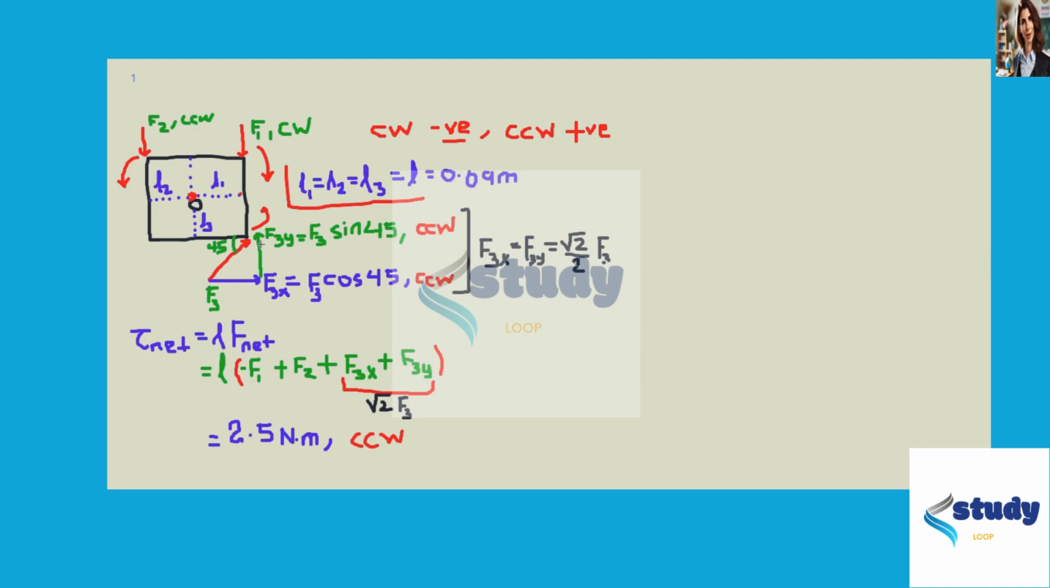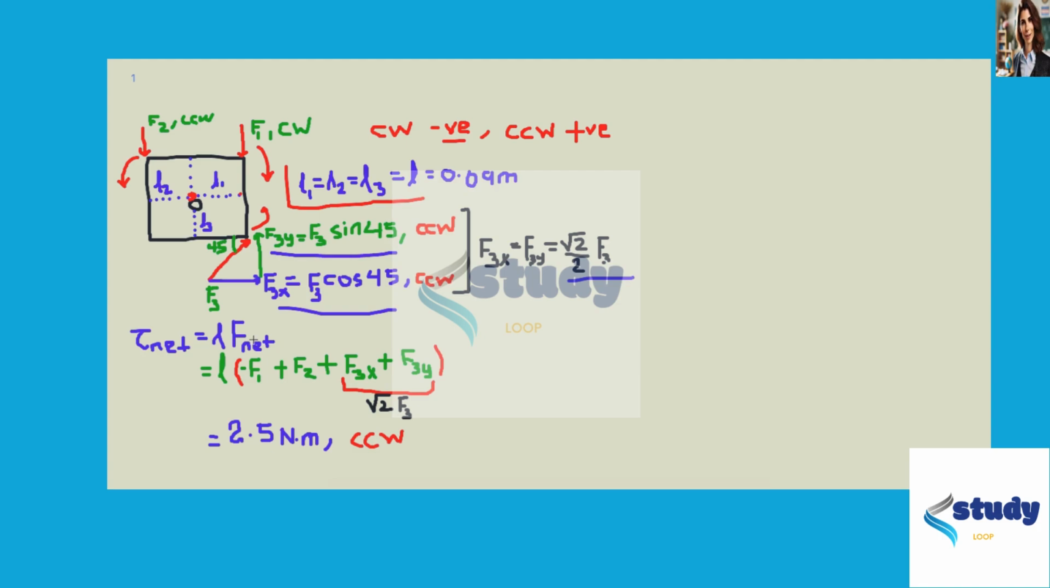And I have already done some work here. The Y direction and the X direction are going to be equal because it's 45 degrees, and sine of 45 and cosine of 45 are the same. So I have the number here.